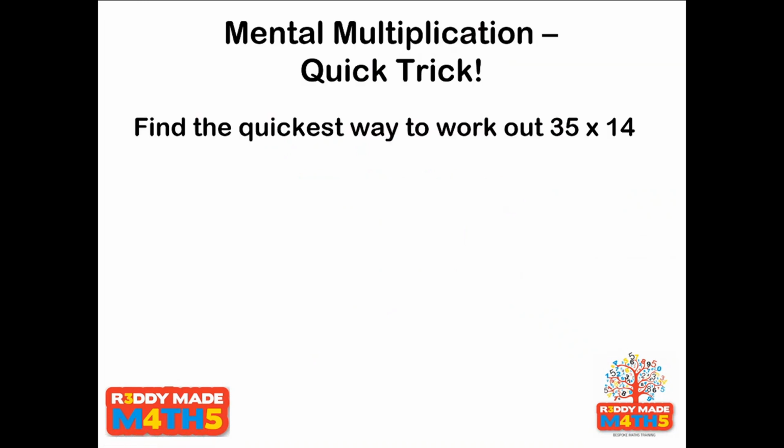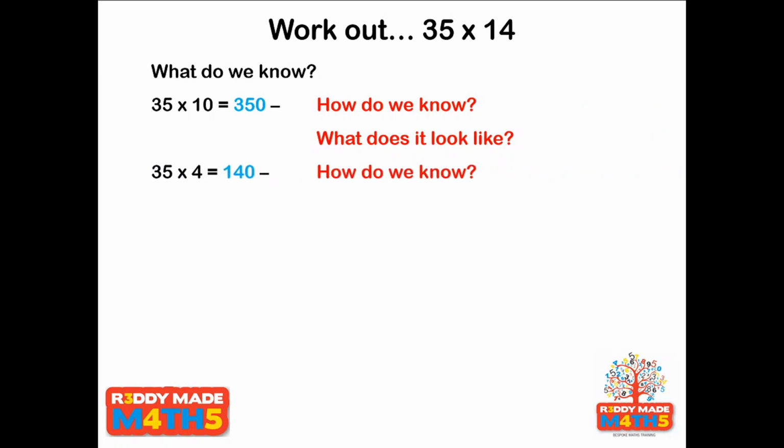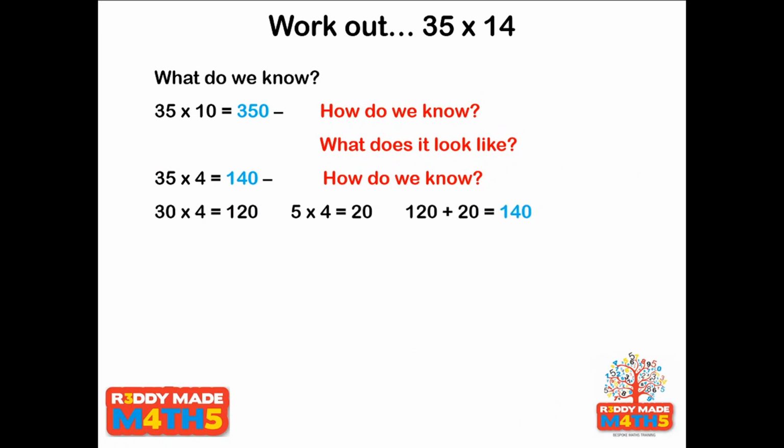If I'd asked you 2 or 3 weeks ago to work out 35 times 14, what's the usual strategy that people go for? Well, usually people would start with 35 times 10 equals 350. And we could visualize that with base 10 apparatus and prove 35 repeated 10 times, you end up with 350. 35 times 4, again, we could prove that with 4 35s or by partitioning. So 30 times 4 is 120, 5 times 4 is 20, add them together, 140.